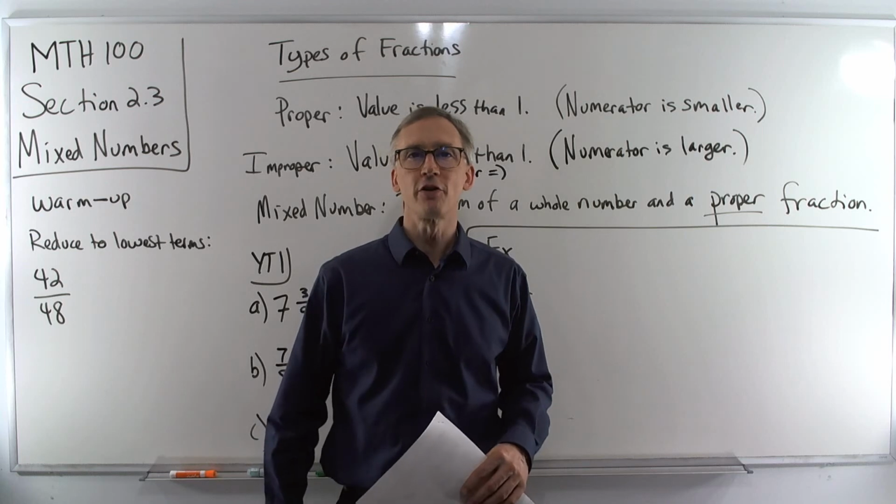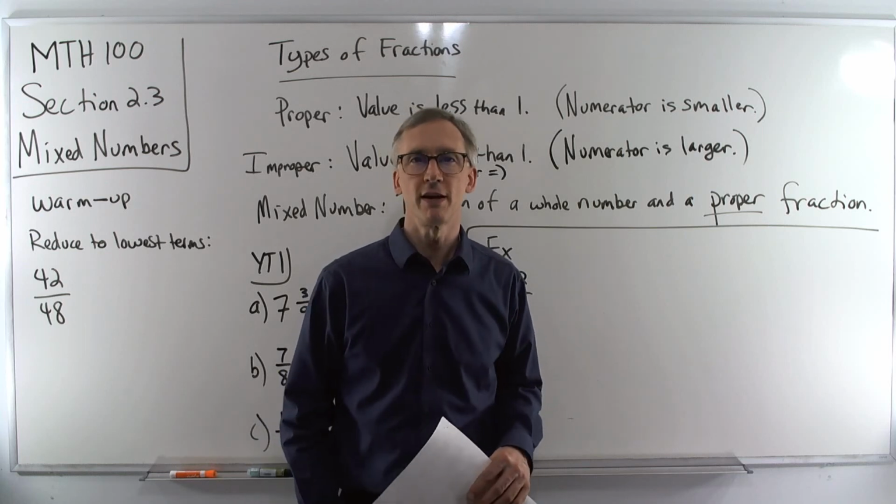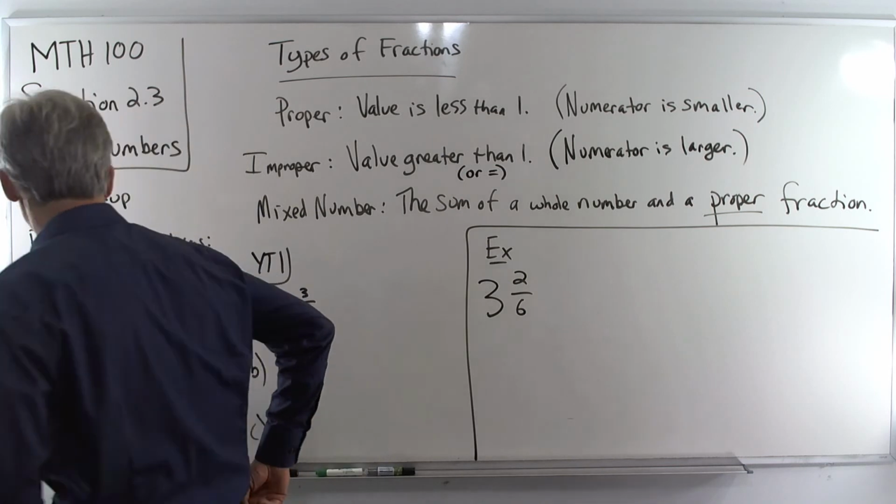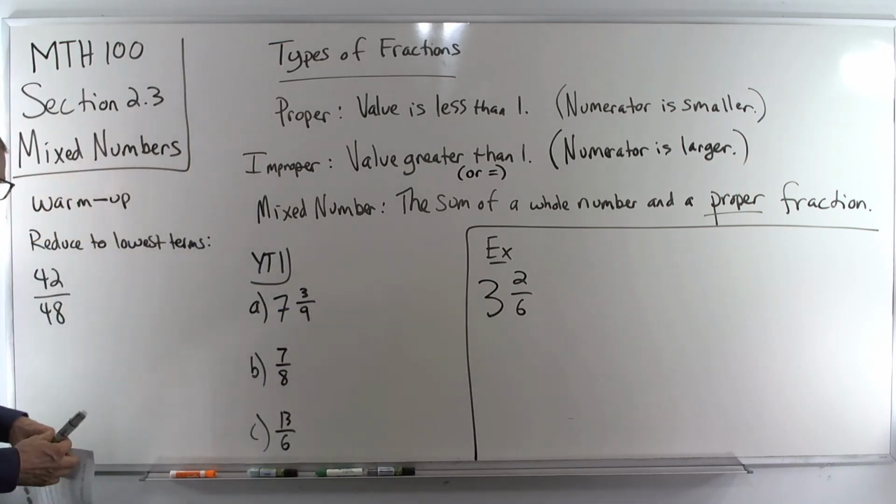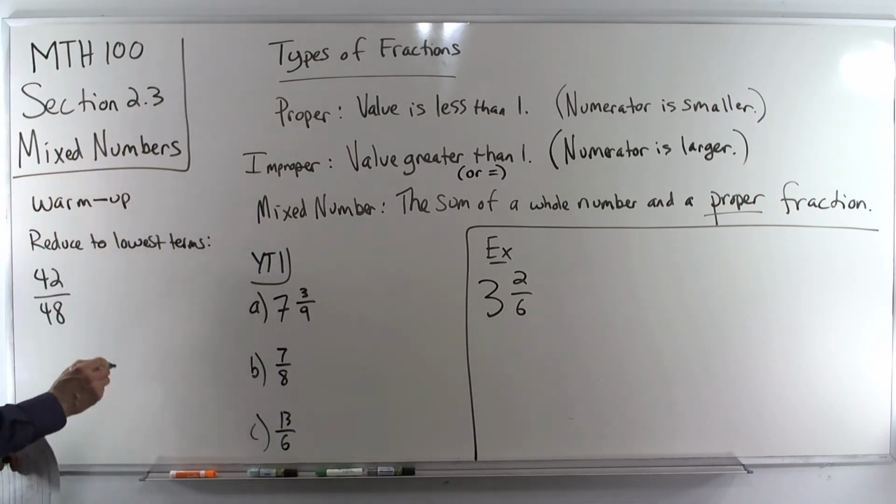Hey everyone, Math 100, we're working on section 2.3 today, mixed numbers. Please start with a warm-up. We're going to reduce to lowest terms, 42 over 48.